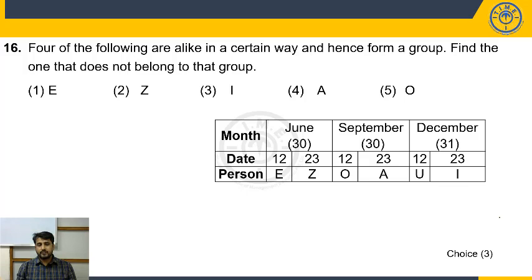4 of the following 5 are alike in a certain way and hence form a group. Odd man out question. What about E, Z, I, A, O? Now look at it. These 4 persons were born in the months which have 30 days, whereas I was born in the month which has 31 days. So I is the odd man out. Choice 3.